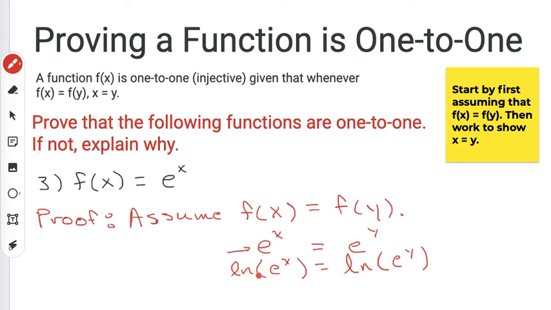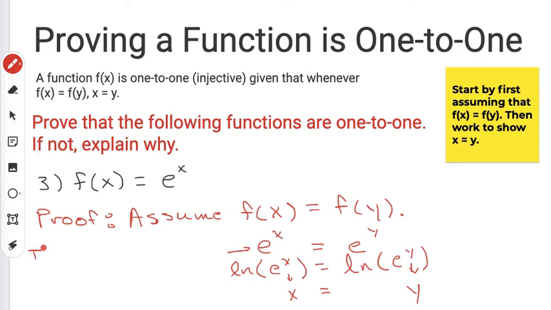The natural log and the e cancel each other out, and that's going to bring down the x on this side. And then over on this side, the natural log and the e are going to cancel each other out, and then the y is going to come down. So I get x equals y. So now that I've shown that x equals y, I can now declare that this function is one-to-one.